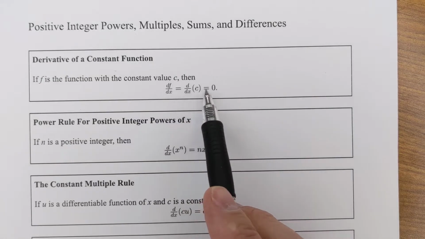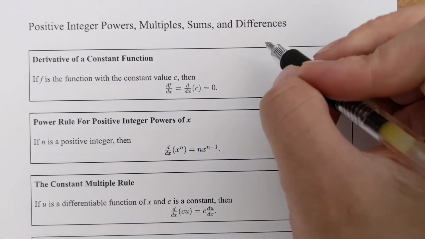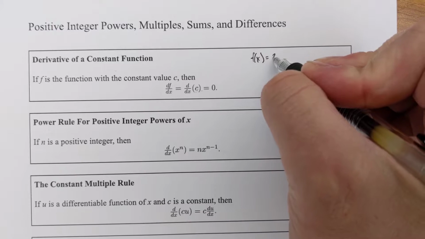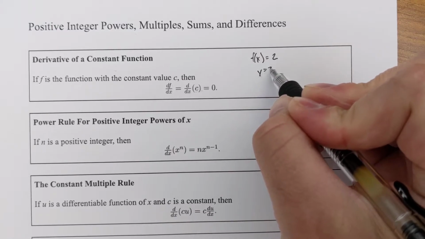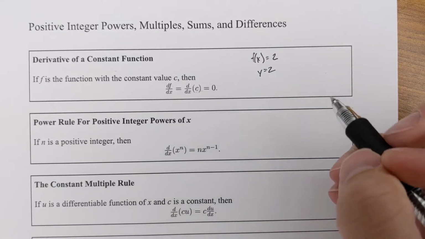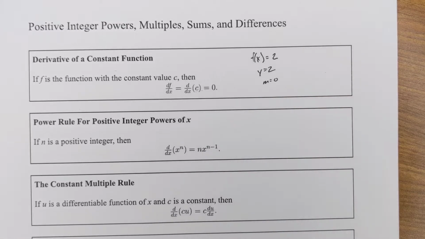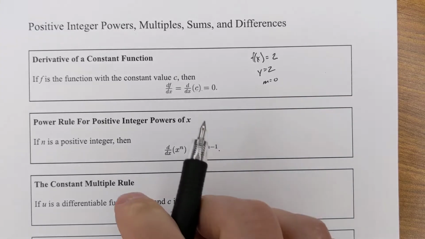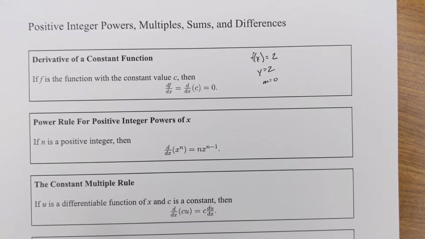Because remember, the derivative measures the slope. And if I have this equation, f of x equals 2, that's the same thing as y equals 2. That's a horizontal line, and the slope of a horizontal line is 0 for any horizontal line. So that's why the derivative of any number is always 0, because that number is graphing a horizontal line.